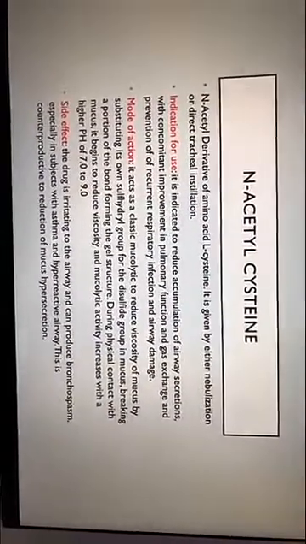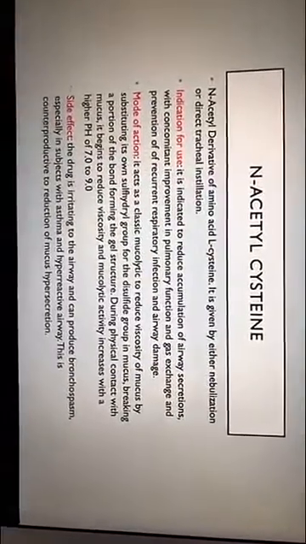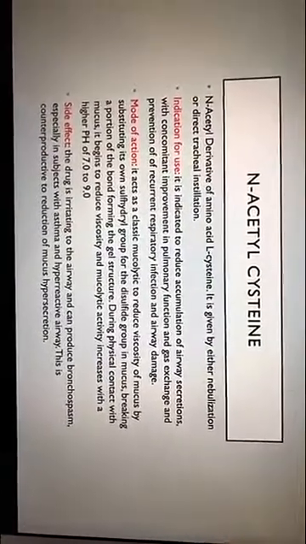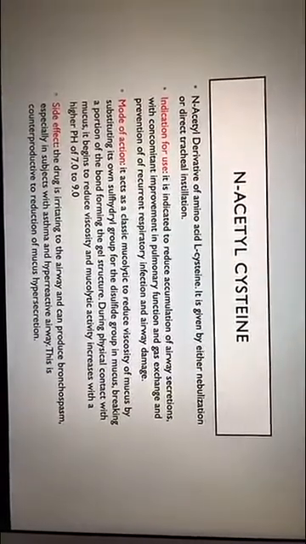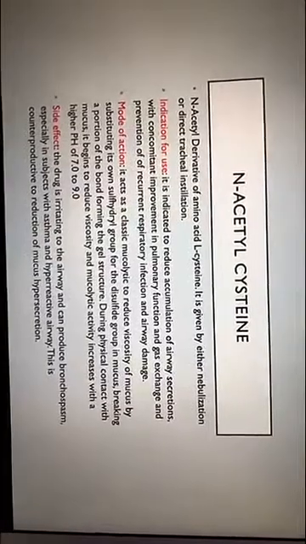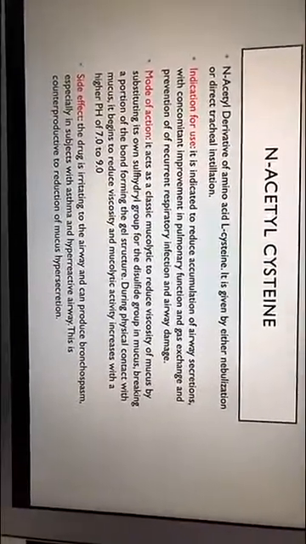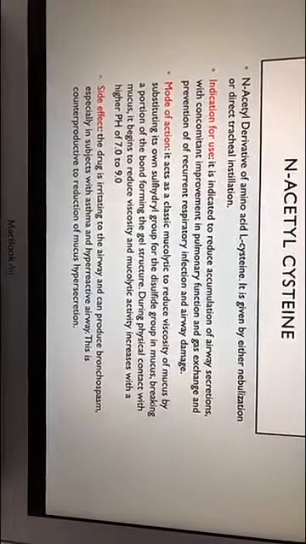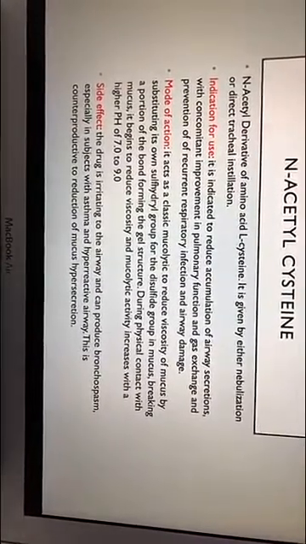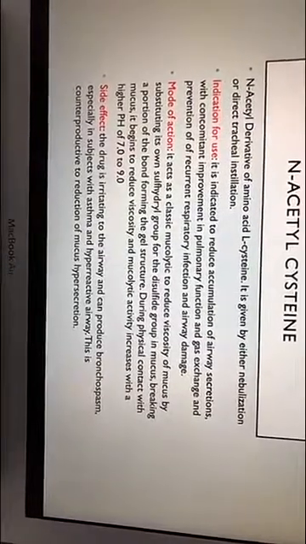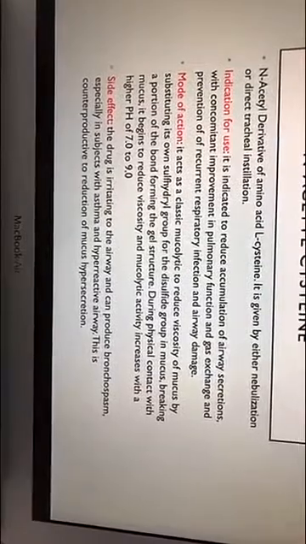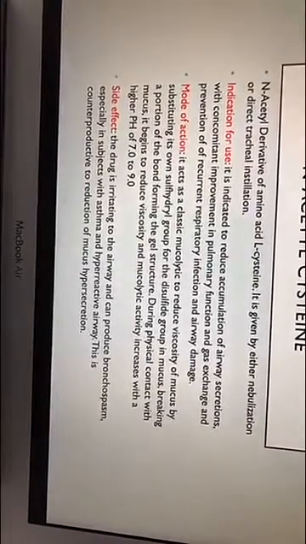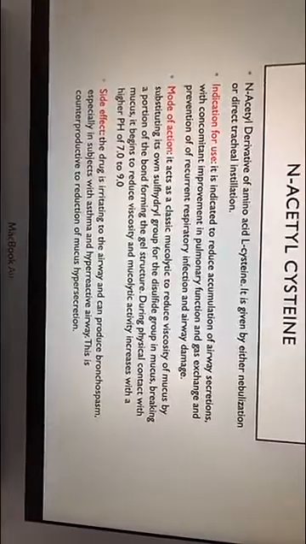N-acetylcysteine is given by either nebulization or direct tracheal instillation. It's indicated to reduce accumulation of airway secretions. Its mode of action is to reduce viscosity of mucus by substituting its own sulfhydryl group for the disulfide group in mucus, breaking a portion of the bond forming the gel structure. During physical contact with mucus, it begins to reduce viscosity, and mucolytic activity increases with a higher pH of 7 to 9. Side effects include a feeling of irritation in the airway, and it can produce bronchospasm.